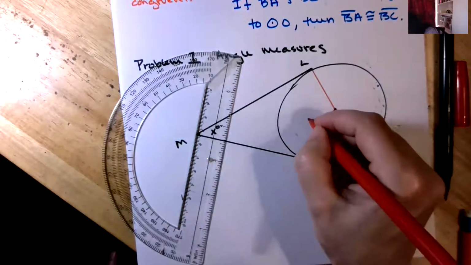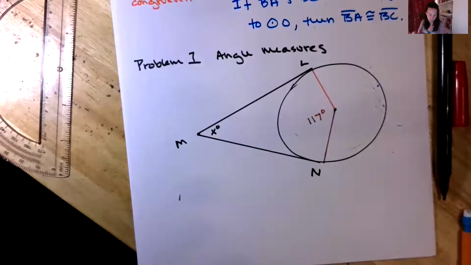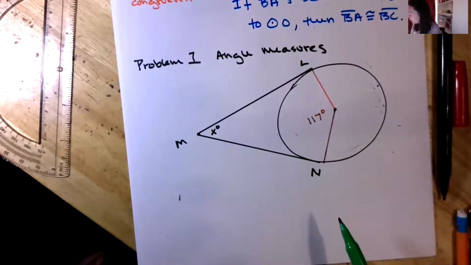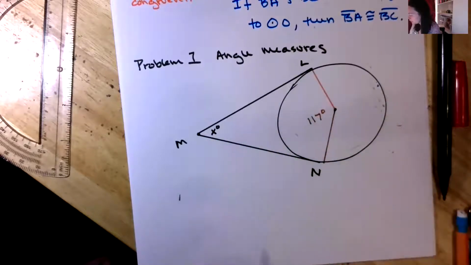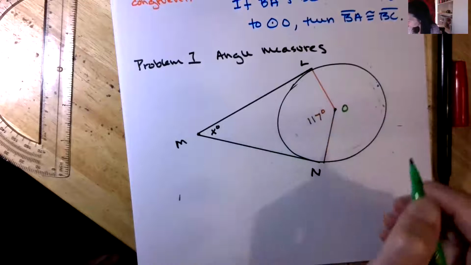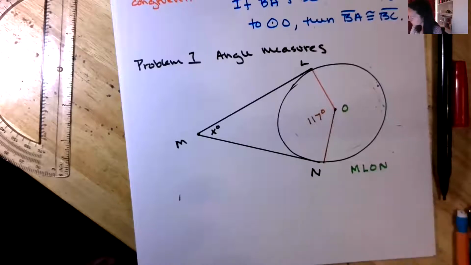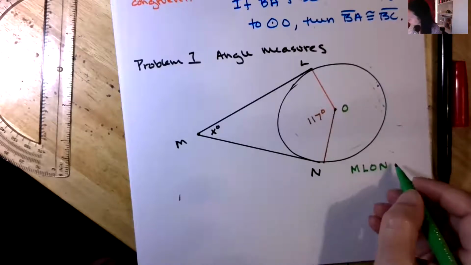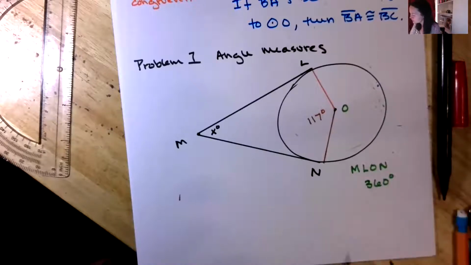Okay, we know that this is 117 degrees, and it wants us to find, okay, what's the value of x? Now, what information do we have here? Well, first of all, we have a quadrilateral, right? There's a quadrilateral here. And we have one angle in that quadrilateral. We should name this circle O. We have a quadrilateral M, L, O, N, right? And quadrilaterals have a total angle, the sum of their angles is 360 degrees.